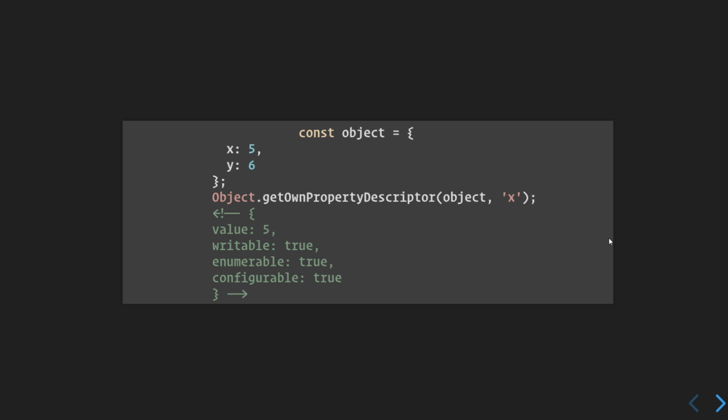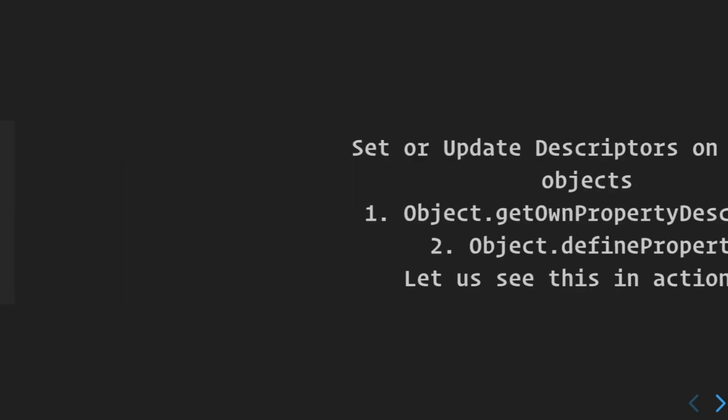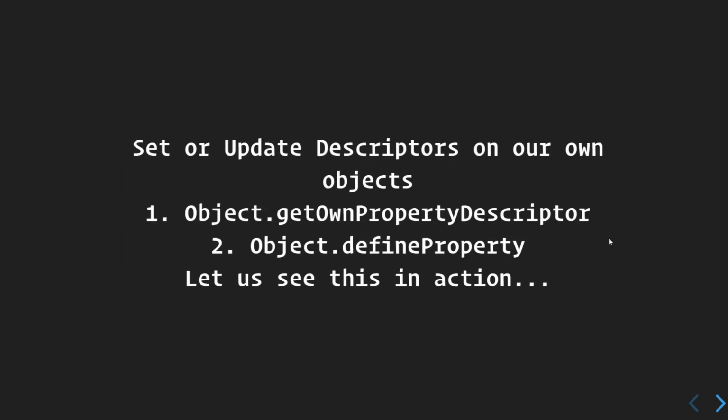All such property attributes were discussed in the previous videos. If you haven't checked those videos yet, the link is down below. Do check them first before watching this video. There are a couple of functions in JavaScript that can be used to work with these descriptors. We'll discuss setting and updating descriptors on our own objects through some practical implementation. Let's keep the ball rolling and start with the code.